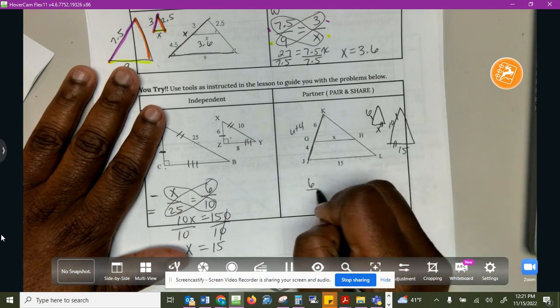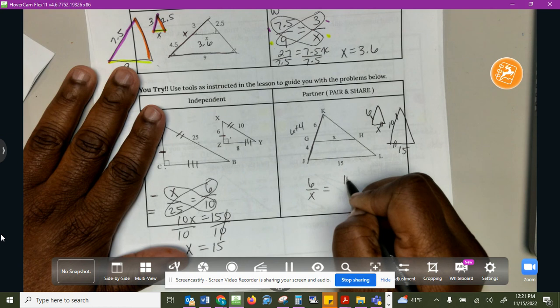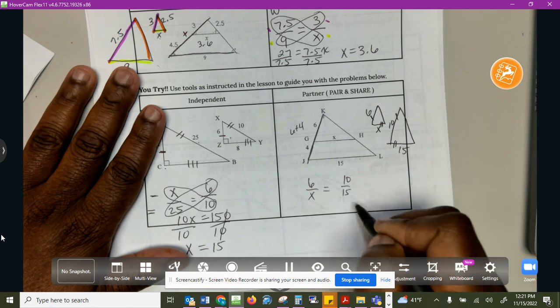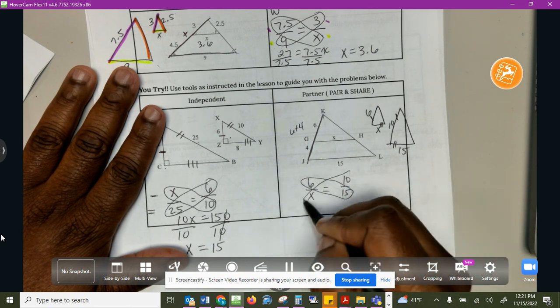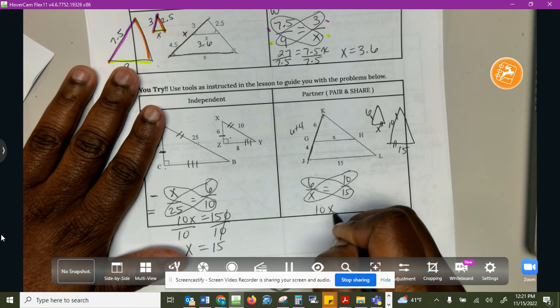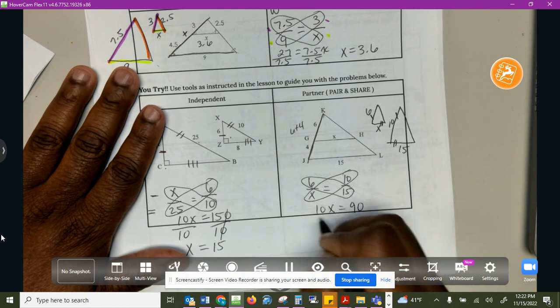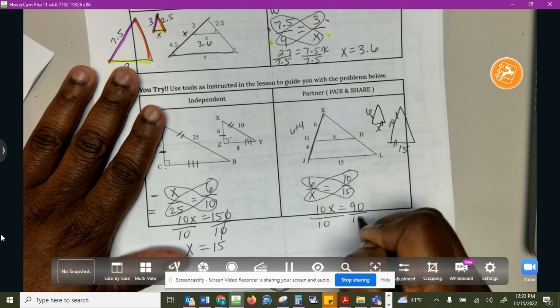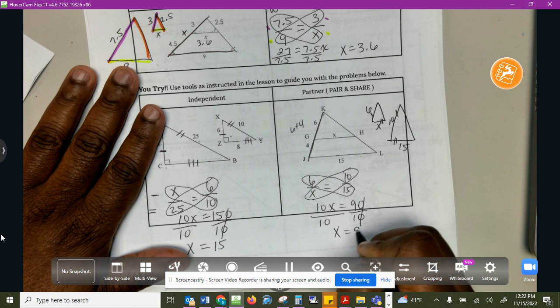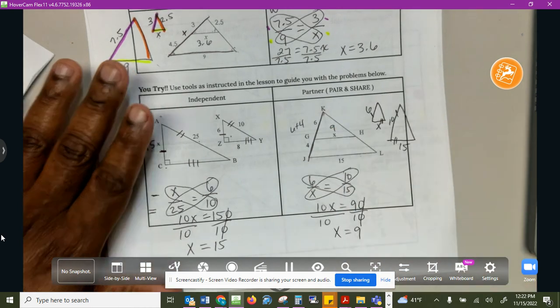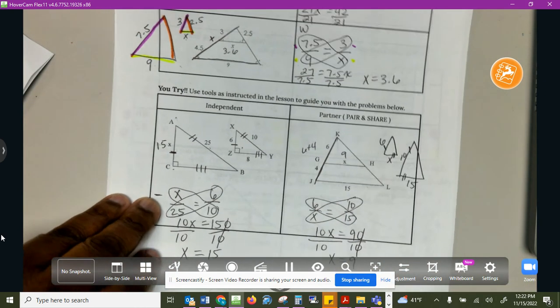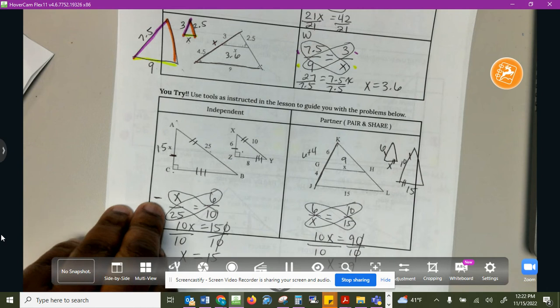So if I did 6 over x is equal to 10 over 15, then I can cross multiply, and I get 10x is equal to 90. Divide both by 10. x equals 9. So this will be 9. Great job if you got it. If you didn't, don't worry, you have practice.